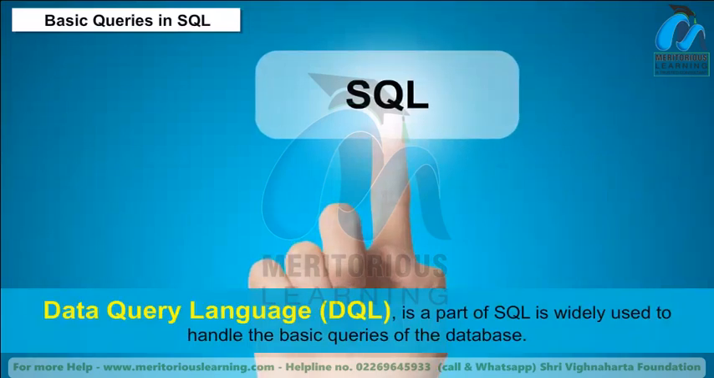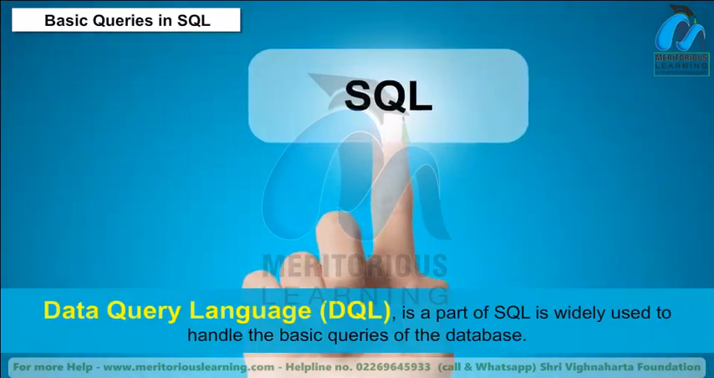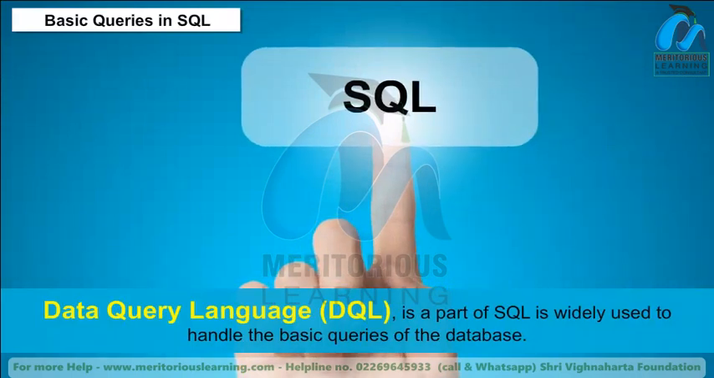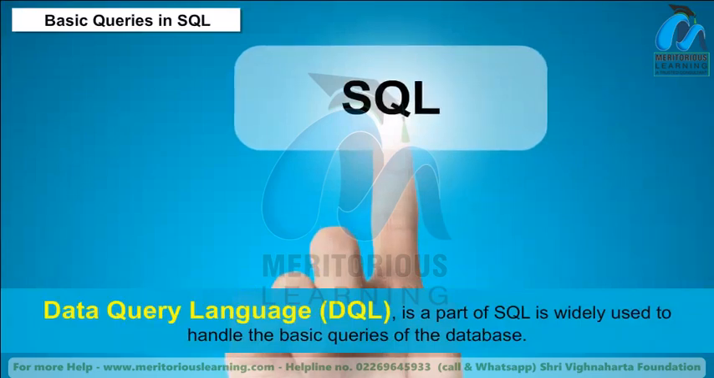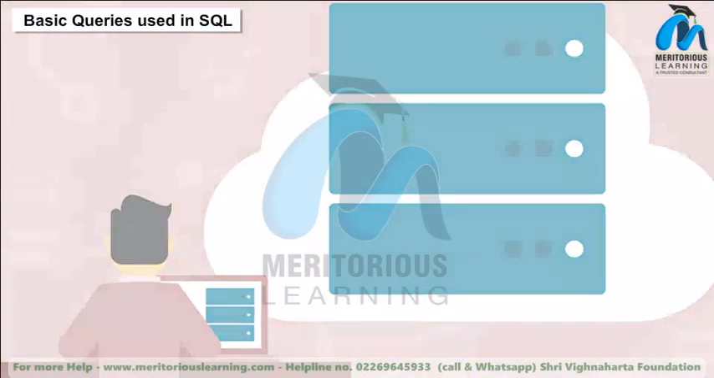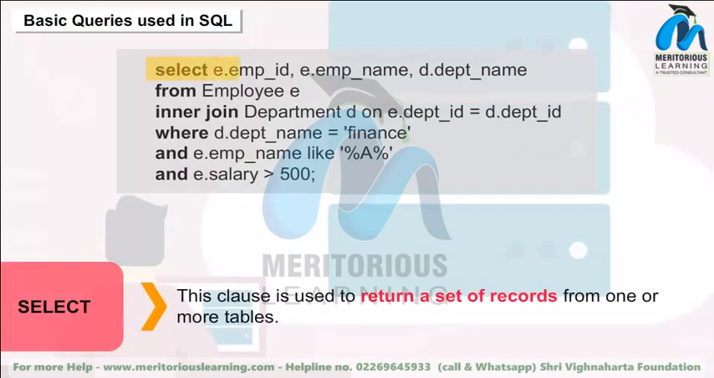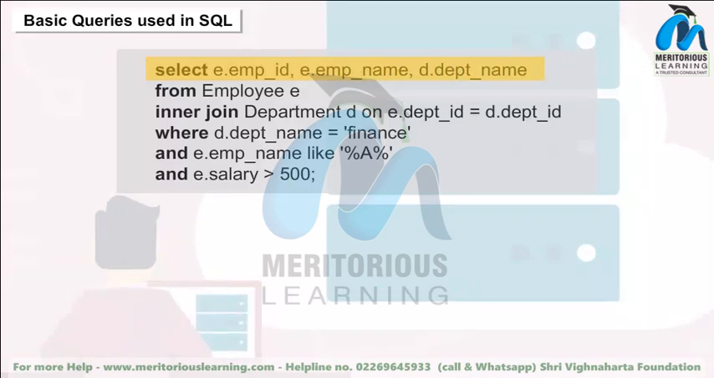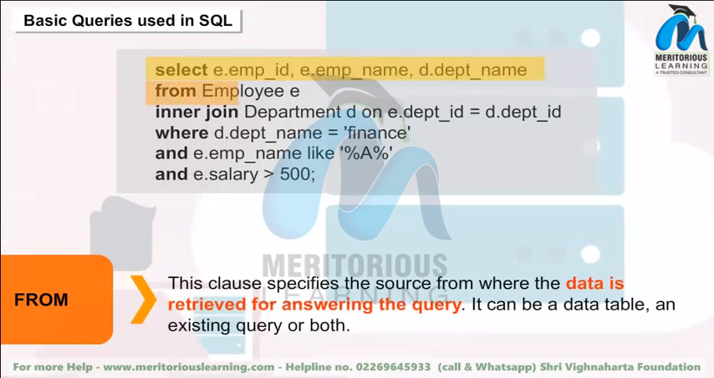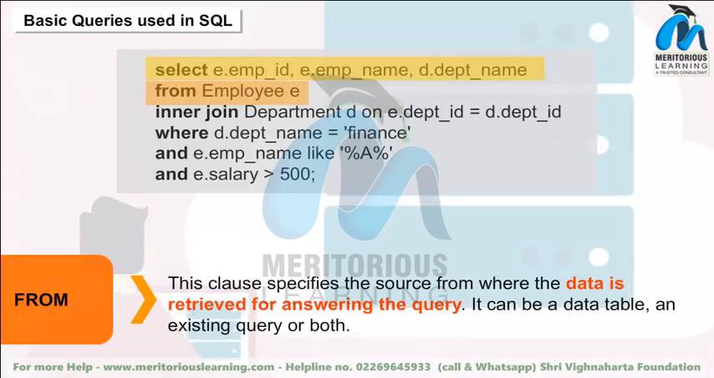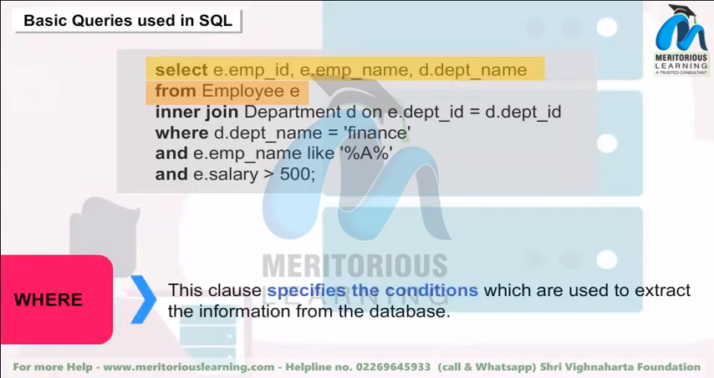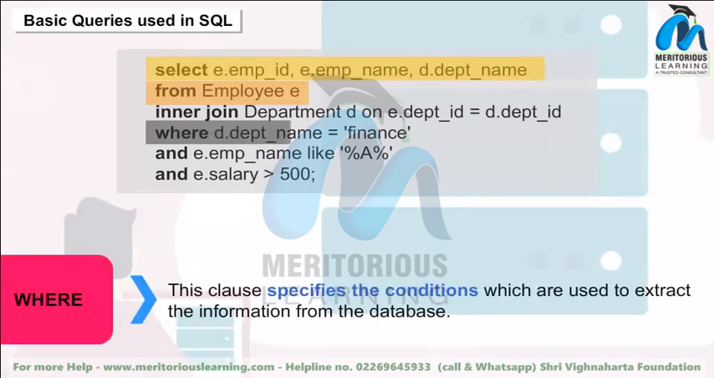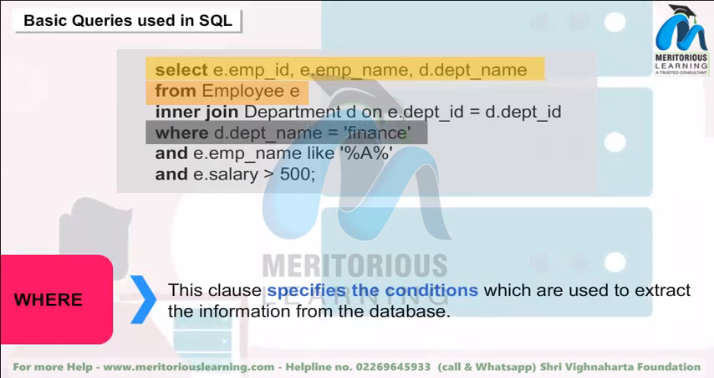Basic queries in SQL. Data Query Language or DQL, a part of SQL, is widely used to handle the basic queries of the database. Basic queries used in SQL. Select. This clause is used to return a set of records from one or more tables. From. This clause specifies the source from where the data is retrieved for answering the query. It can be a data table, an existing query, or both. Where. This clause specifies the conditions which are used to extract the information from the database.